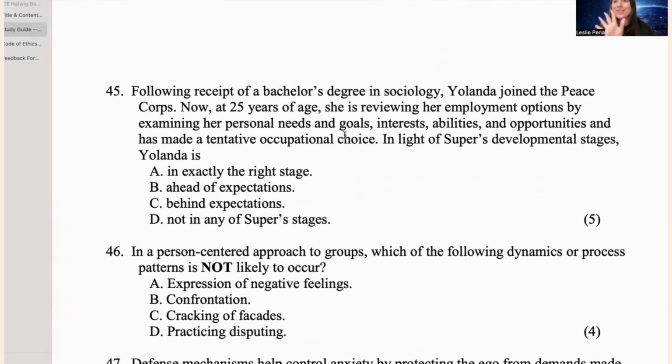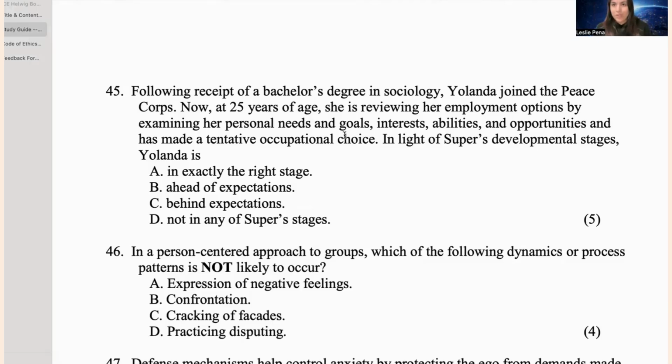45. We're so close. 5 away. Following receipt of her bachelor's degree in sociology, Yolanda joined the Peace Corps. Now, at 25 years of age, she is reviewing her employment options by examining her personal goals, needs, interests, abilities, and opportunities, and has made tentative occupational choices. In light of Super's developmental stages, Yolanda is blank.